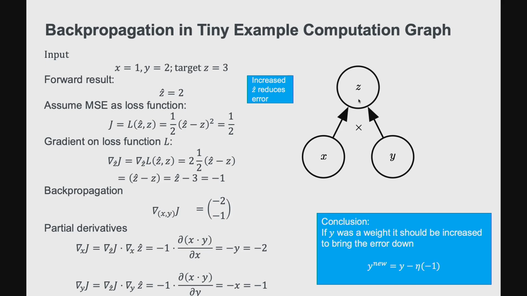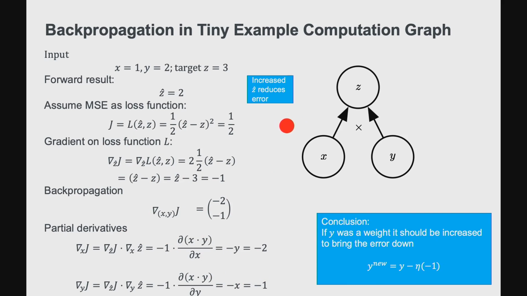So if y was a weight, it should be increased. The new y is the old y minus this gradient. Eta is a learning step, some small number. Maybe here it would be 0.1, and minus 1 was the gradient that you computed here. So you would increase y, and it would be like 2.1, for example, and then you would have reduced the loss.